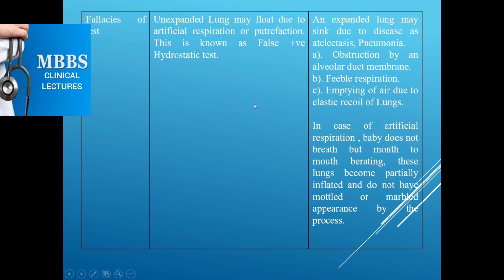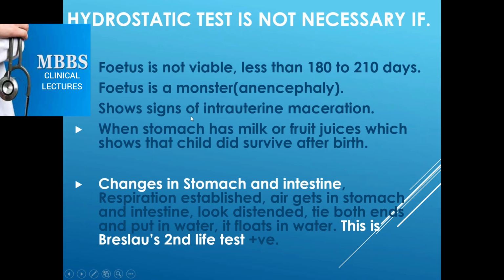An expanded lung may sink due to disease such as atelectasis or pneumonia, or obstruction by the alveolar duct membrane, or there may be feeble respiration or emptying of air due to elastic recoil of lungs. In artificial respiration, the baby does not breathe, but due to mouth-to-mouth breathing, the lungs become partially inflated and do not have a mottled or marble appearance at all.